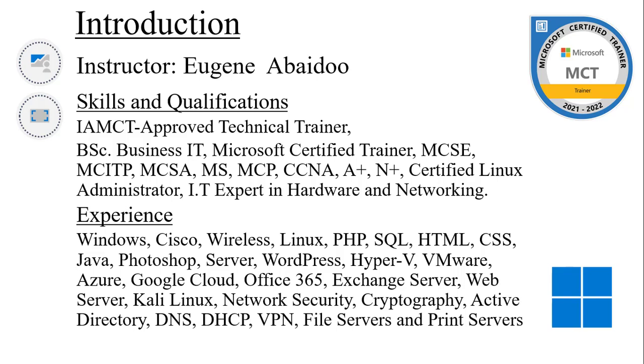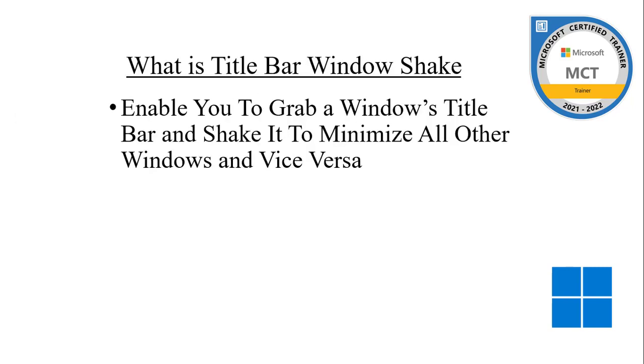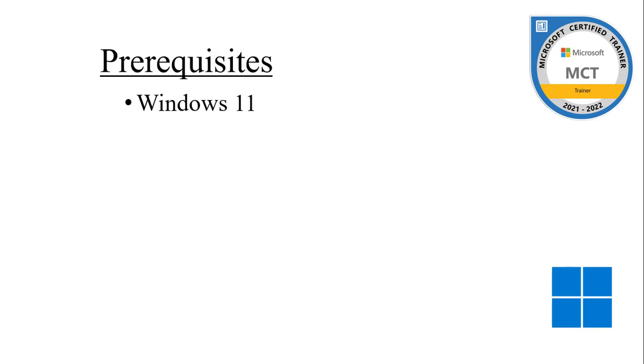My name is Eugene, and today we're going to explore one of the new features that Microsoft has introduced in their latest Windows 11 operating system. One of the cool features is title bar window shake. Now, what is title bar window shake? This is a feature that enables users to grab a window's title bar and shake it to minimize all other windows that have been opened on a Windows 11 operating system. Now, let's have a look at how to enable and use title bar window shake.